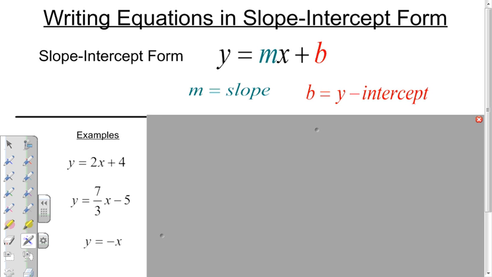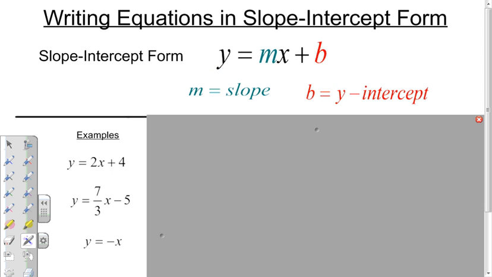Okay? We have y equals 2x plus 4. This is a situation where the slope is the multiplier of x, also known as the coefficient. In this case, it's 2. And the y-intercept here is 4.